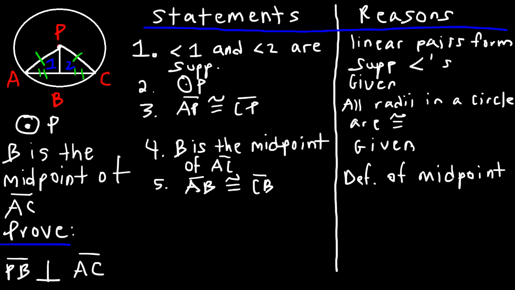Okay, so now, what else can we say? So notice that the two triangles share a common side, and that's PB. So in step 6, we could say that PB is congruent to itself, according to the reflexive property.